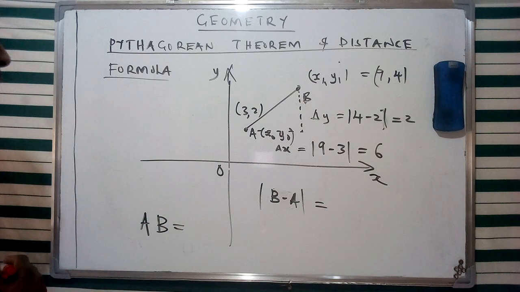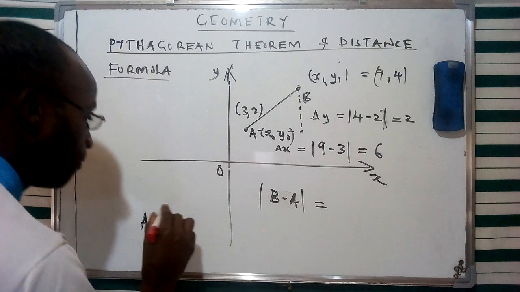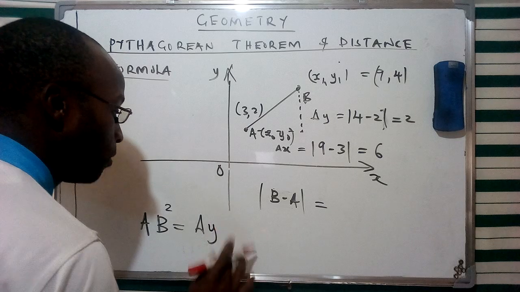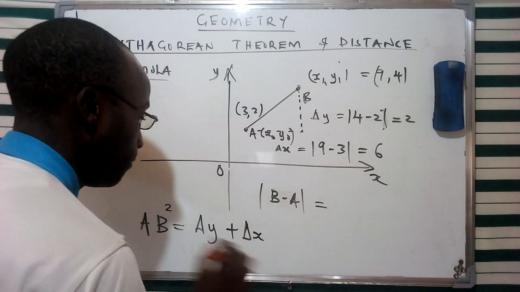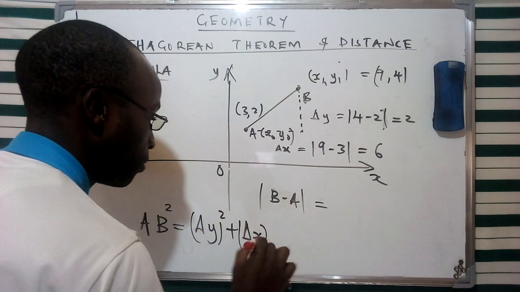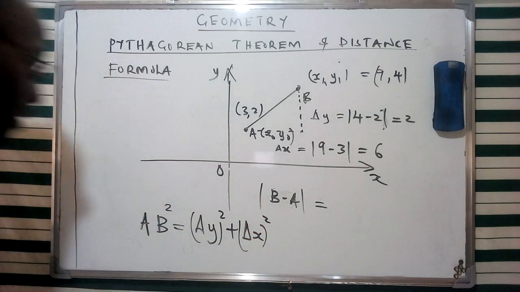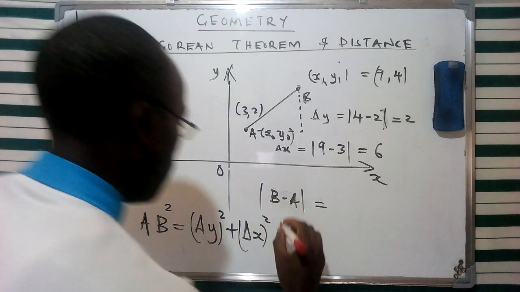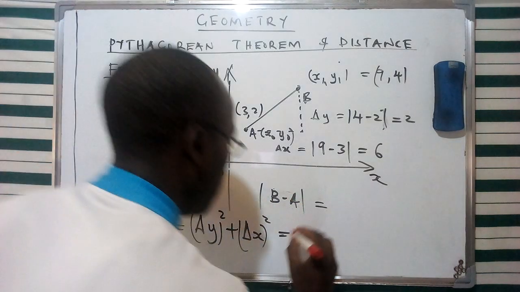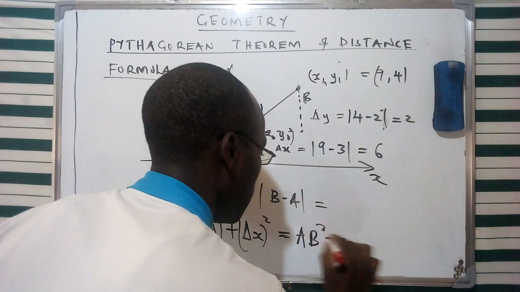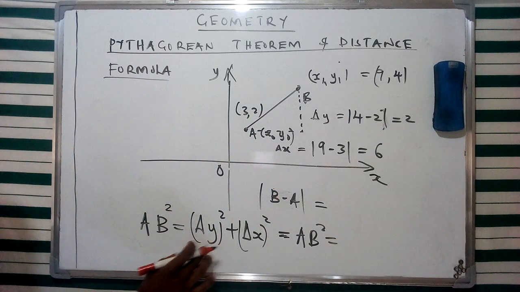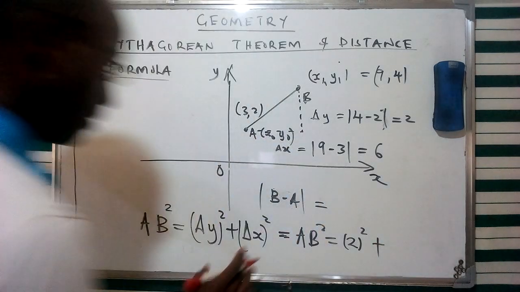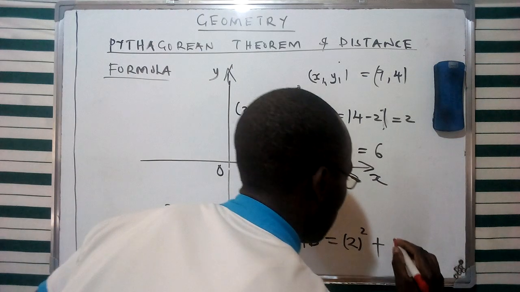For us to find AB, we're going to use the Pythagorean theorem, whereby the square of AB is going to be the sum of the square of the difference in y plus the square of the difference in x. So these are going to be squares. So the distance AB squared is going to be the square of 2 plus the square of 6.